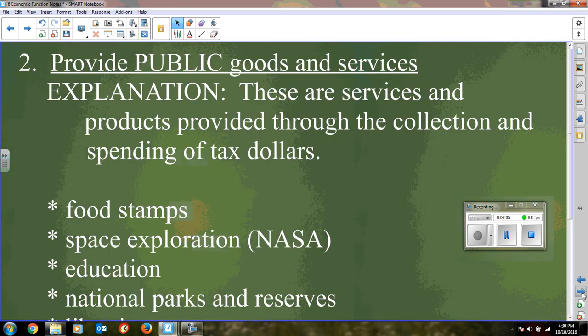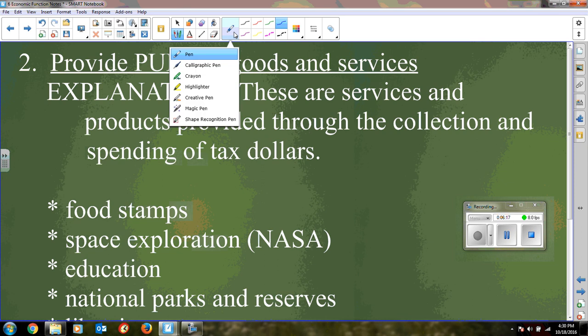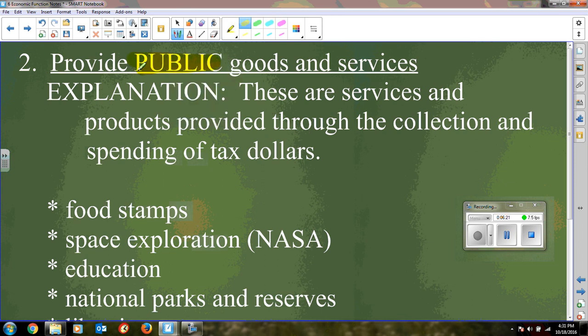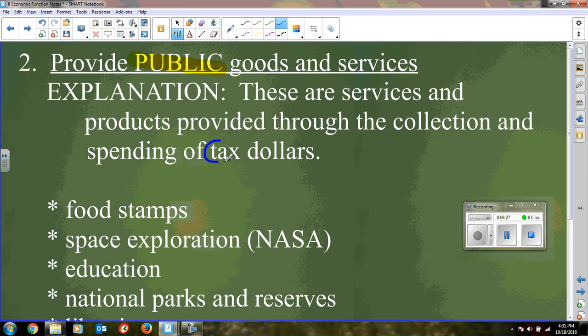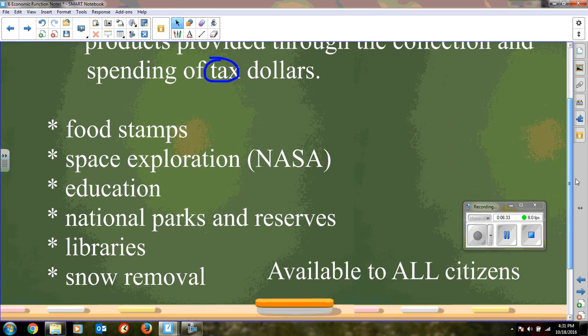Okay? Now, providing public goods and services is exactly like what we talked about in the purposes. Anytime that the government provides public goods and services, public meaning products that are purchased by the tax dollar, okay? The key word there is tax dollar, okay? So food stamps, NASA, education, national parks and reserves, libraries, snow removal, ugly, ugly word, snow removal. When it is available to all citizens, it is public goods and services.